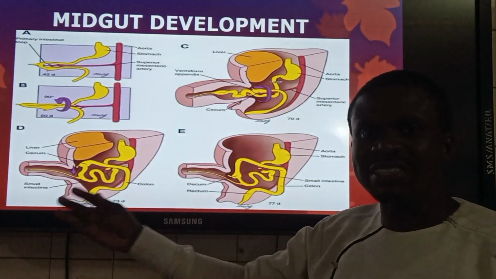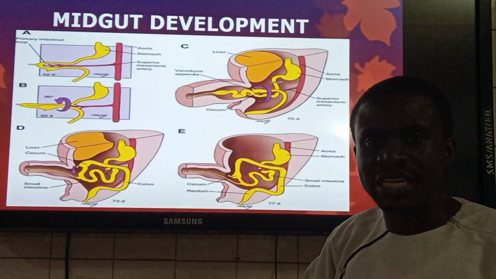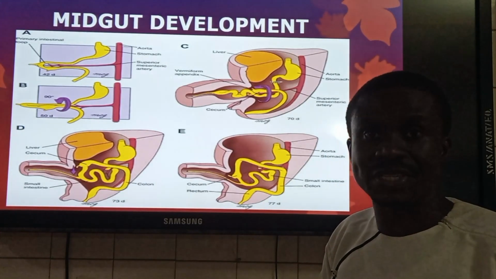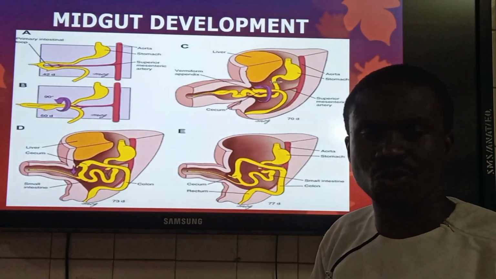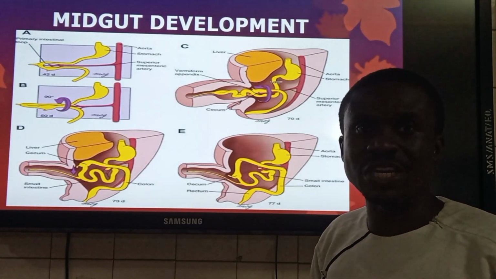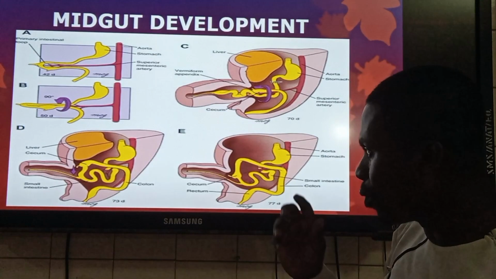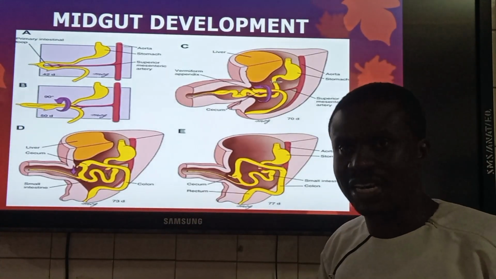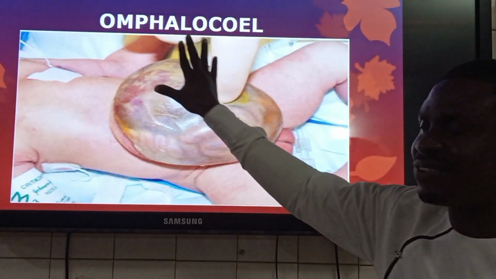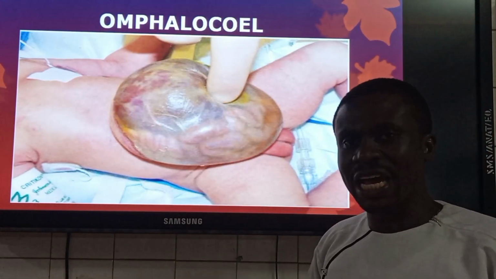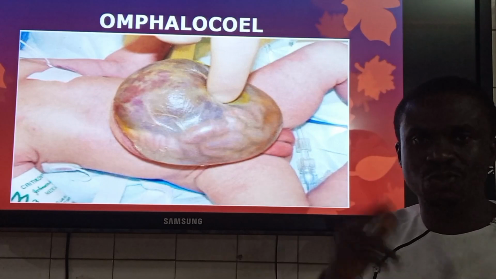Now, it means that once it returns, the umbilical opening will have to close. I told you that to return by the 10th week of intrauterine life. So failure for it to close will lead to that kind of omphalocele. So we are going to go through essentially the congenital anomalies, and then that will be all. Now this is the first guy. The first guy, we call it omphalocele. Now I told you last week that omphalocele begins with the letter O.